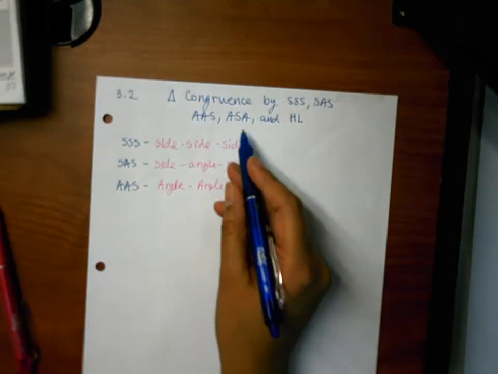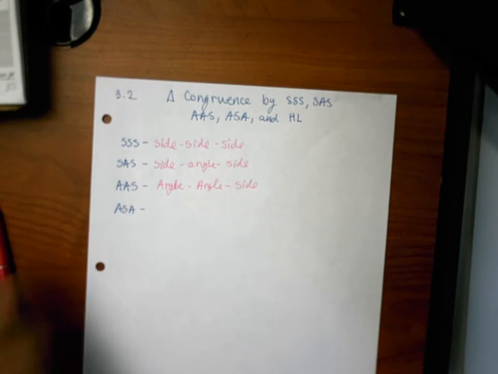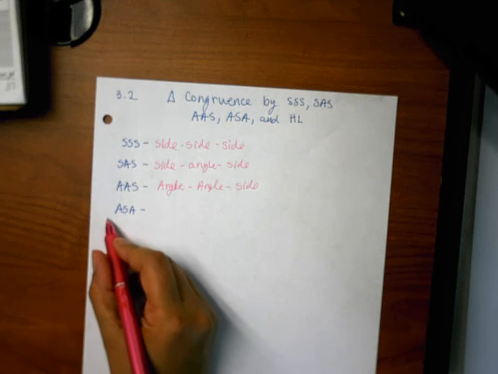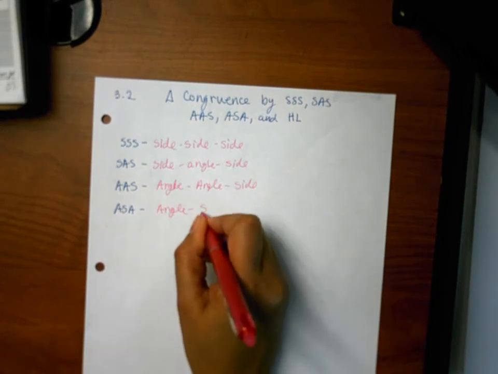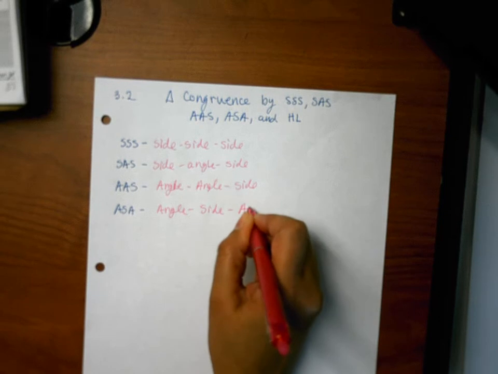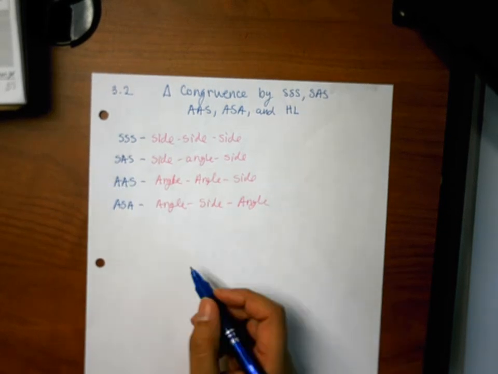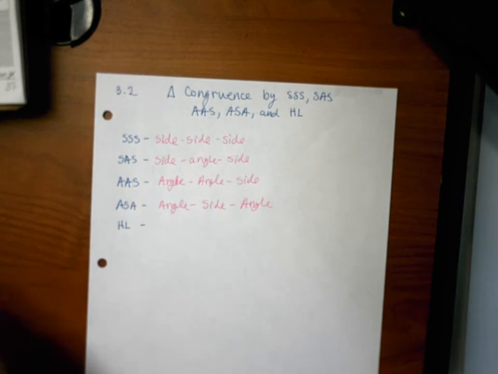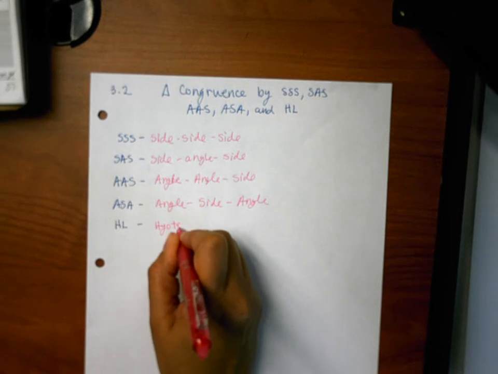Okay, what else do we have? ASA, which stands for what? If I read it backwards, would it still be ASA? Yeah, so we don't have to worry about that one. Angle, side, angle. And what's our last one? HL, which stands for hypotenuse leg.